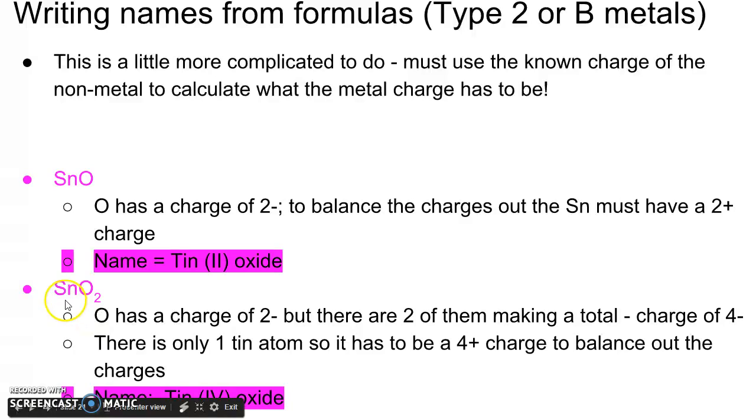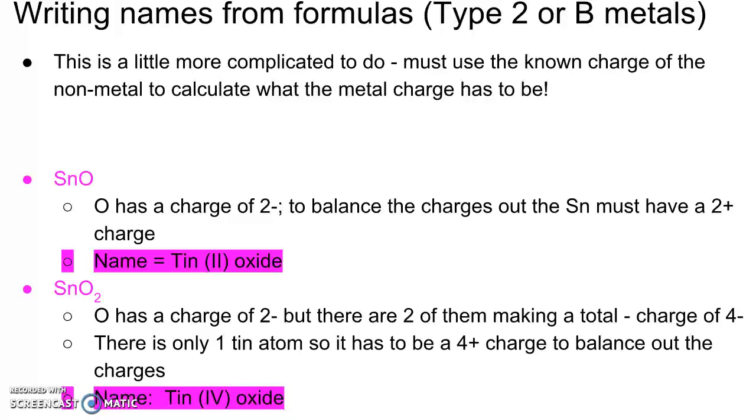If I look at the formula SnO2, this is a little bit different. Oxygen still has a 2- charge, but now I have 2 of them, making my total negative charge 4. So because I only have one atom of tin, what does that one tin have to be? It has to be a 4+ charge so that I have 4 positives and 4 negatives to balance them out. So in this example, tin is now tin(IV) oxide. And you can see down here that we've got a IV in parentheses in between the tin and the oxide.